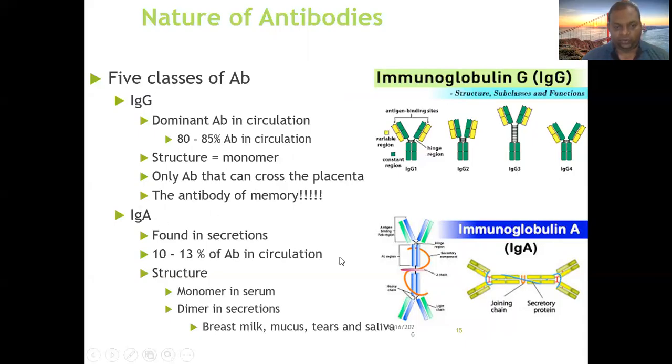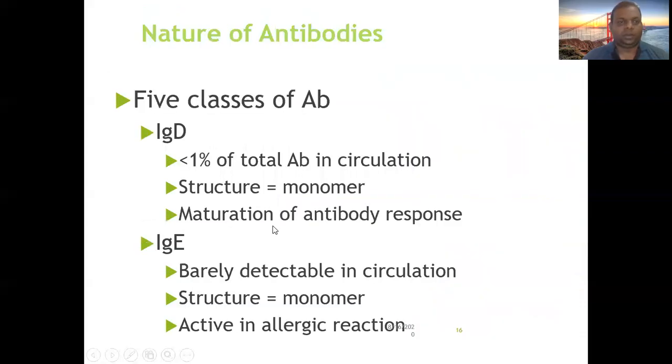IgA is the mucosal immunity antibody found in secretions. Structure: monomer in serum, dimer in secretions. It is found in breast milk, mucus, tears, and saliva. So in the GI tract, respiratory tract, and genitourinary tract, urethra, IgA provides good protection against invading pathogens.